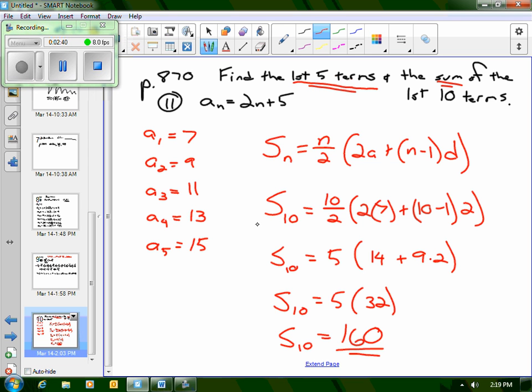So that's it. Then you got your first 5 terms here that we cranked out really fast, and then you got your sum of the first 10 terms. That's all I got.